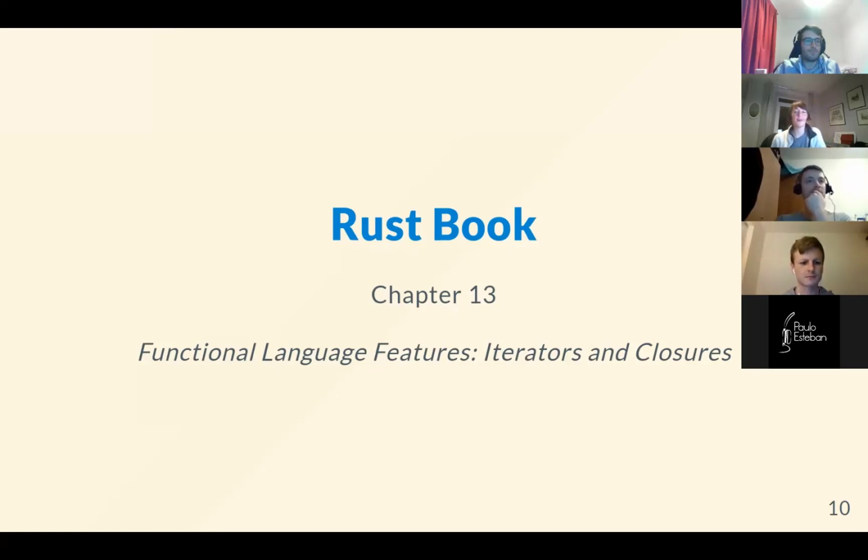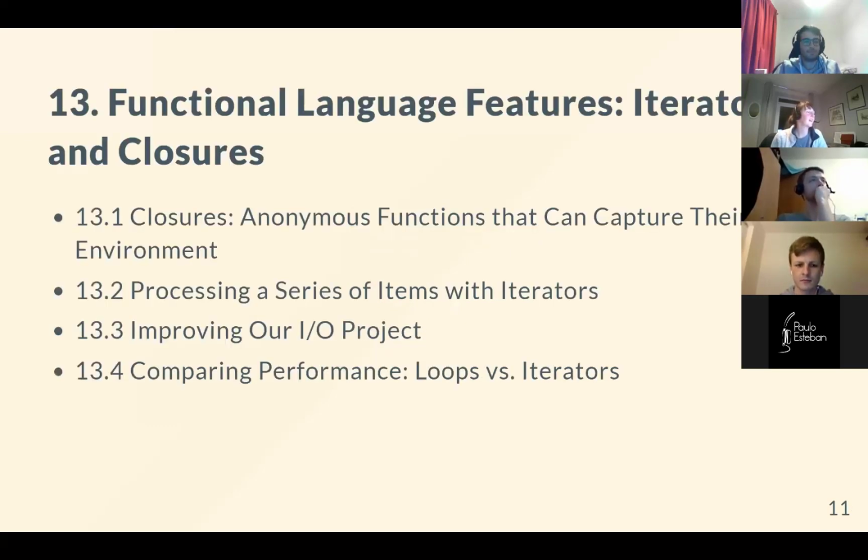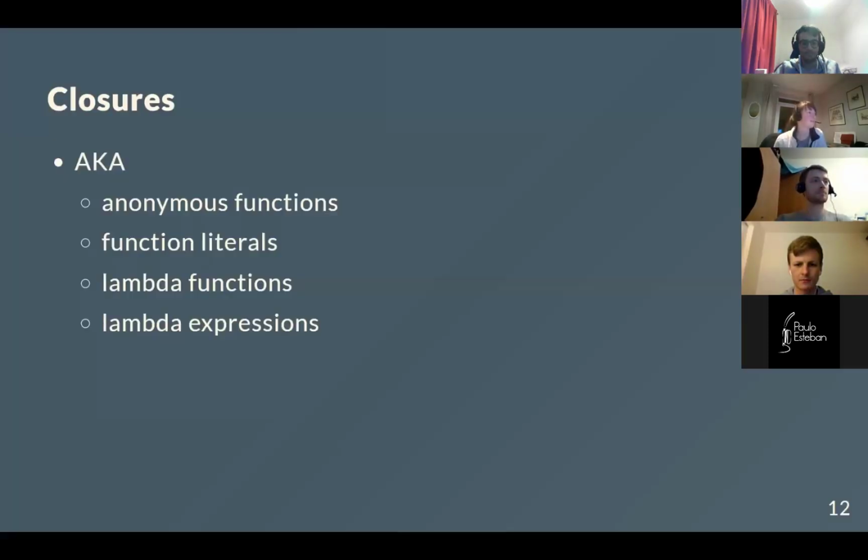So yeah, I'll be covering chapters 13 and 14, the first of which is functional language features, iterators, and closures. This is a super useful chapter because tons of Rust code is written in a fairly functional way, and it's worth getting up to speed with writing in this kind of functional manner. I'm going to cover closures and how they work, processing things with iterators, using those skills to improve our IO project, and then also a brief mention of performance, though that was a tiny section, but still worth mentioning.